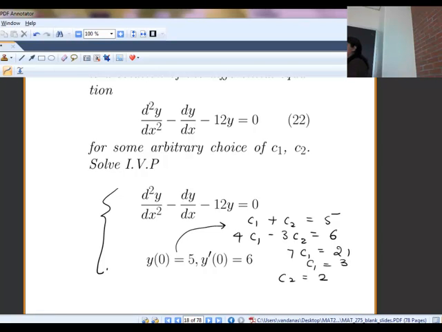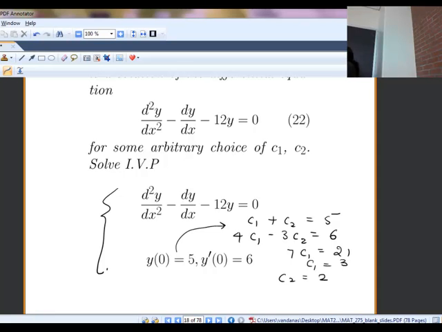Now we know the exponential function is always non-zero. It can never be 0, right? The exponential function can never take the value 0. So this other factor has to be 0. Now you are left with solving a polynomial.